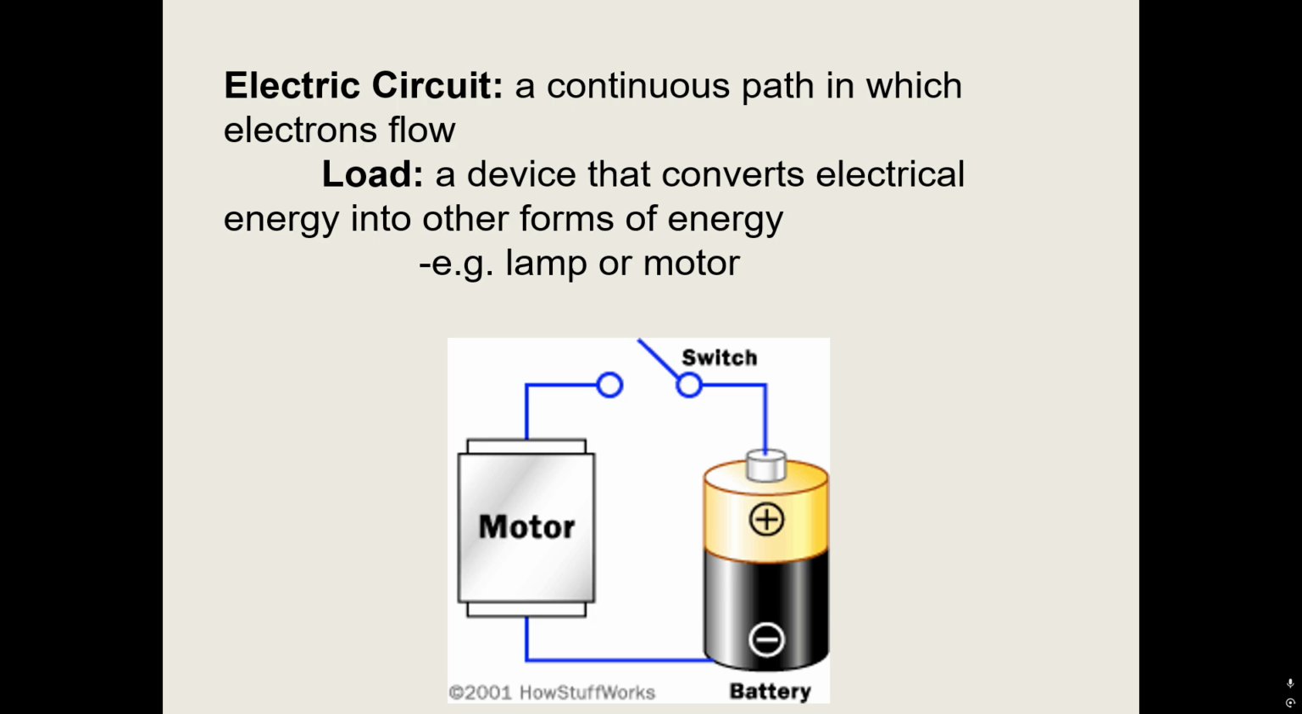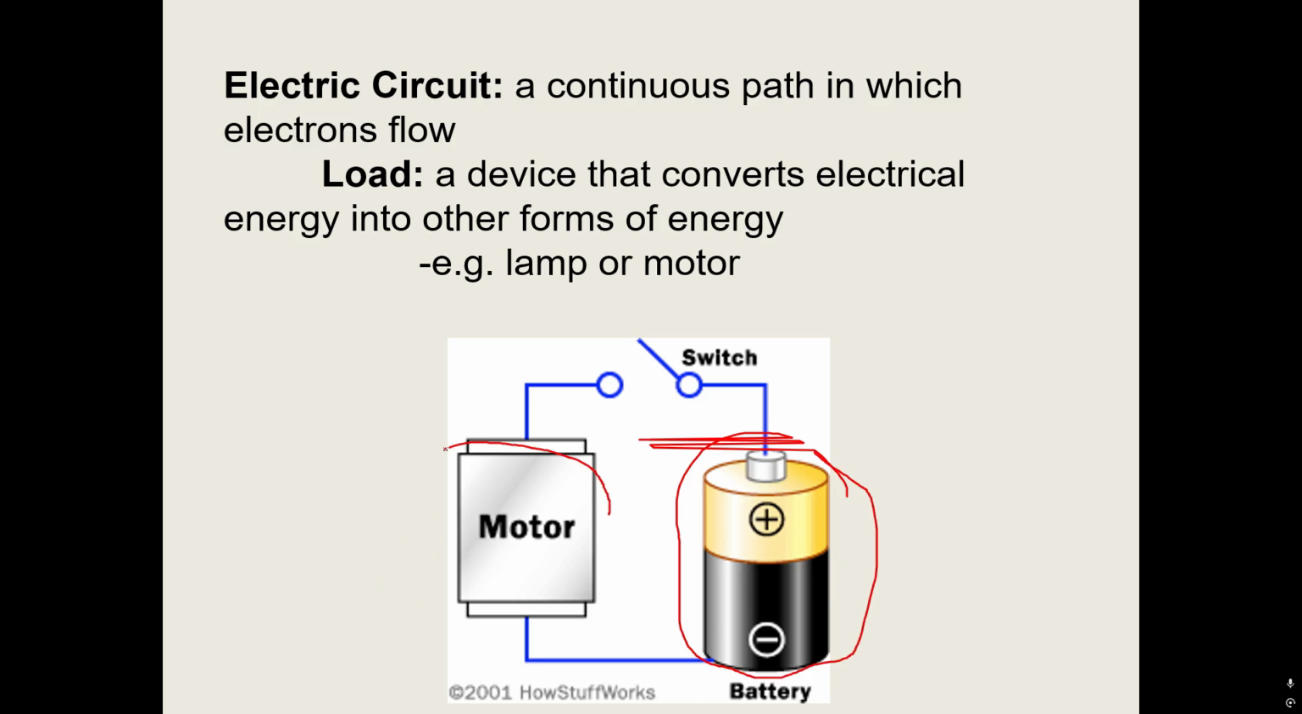So what is an electric circuit? A continuous path in which electrons flow. And what is a load? A device that converts electrical energy into other forms of energy, for example, a lamp or motor. Here we have a battery, the positive terminal and negative terminal. It is a source.